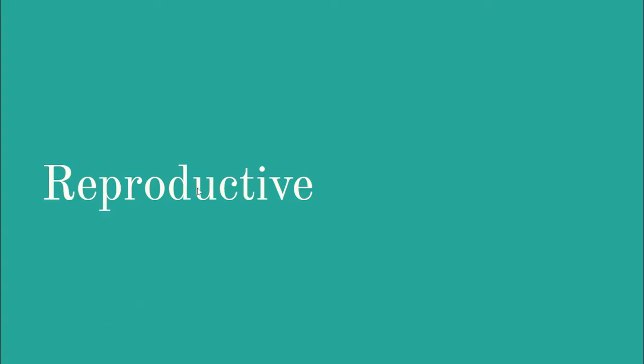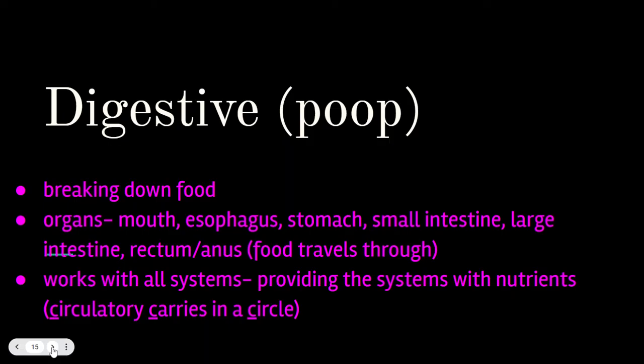Reproductive, remember this is our system with babies, and males and females have different reproductive organs. If they're going to ask a question like about reproductive on a test, it's usually regarding genes and genetics, and we'll get into that next unit. Digestive system, this is our poop system. This is also the system that breaks down our food into our poop, right?